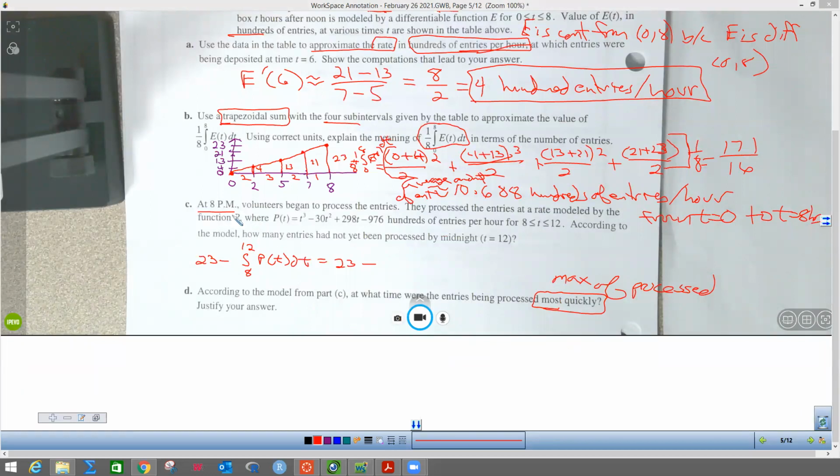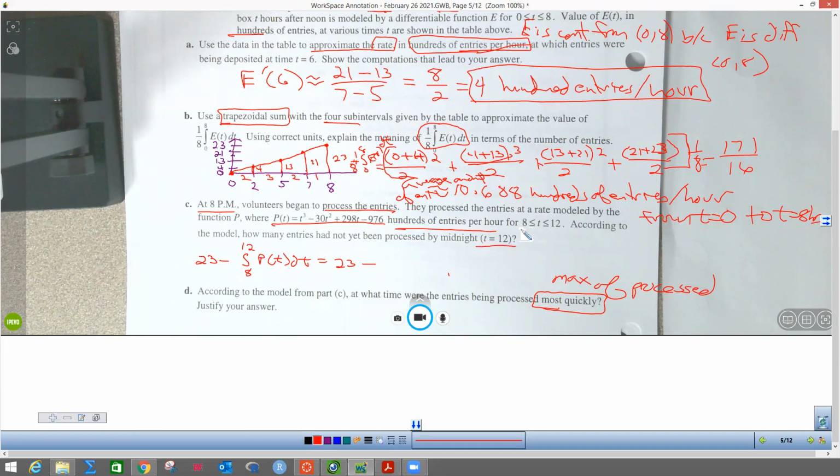Okay, so this problem says at 8 p.m. volunteers begin to process the entries. What that means is they're taking them out and they're starting to count them. The processed entries are at a rate modeled by this function right here, and I already typed this in my calculator, in hundreds of entries per hour. So this is how fast they're counting the votes. They're seeing what names they've got and counting them. According to the model, how many entries had not been processed by midnight?